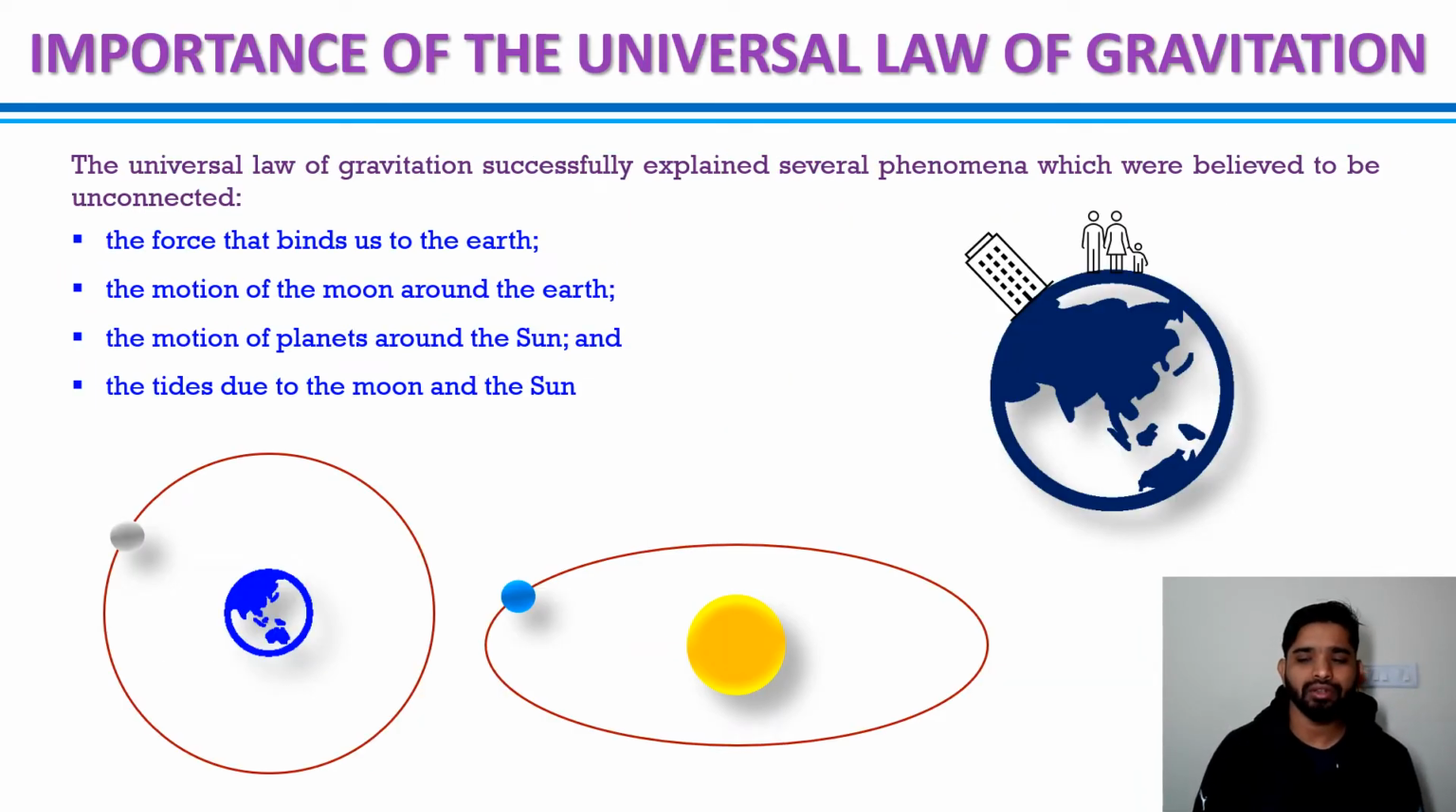By the universal law of gravitation, we can explain our binding to the Earth, and we can also explain the movement of different planetary bodies. We can also explain the origin of tides with the help of these gravitational forces.